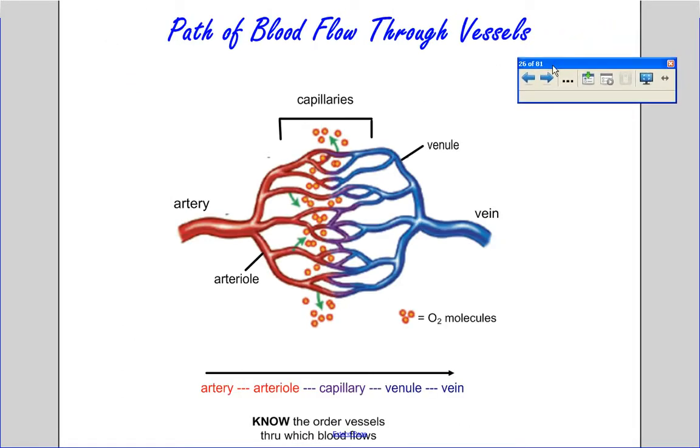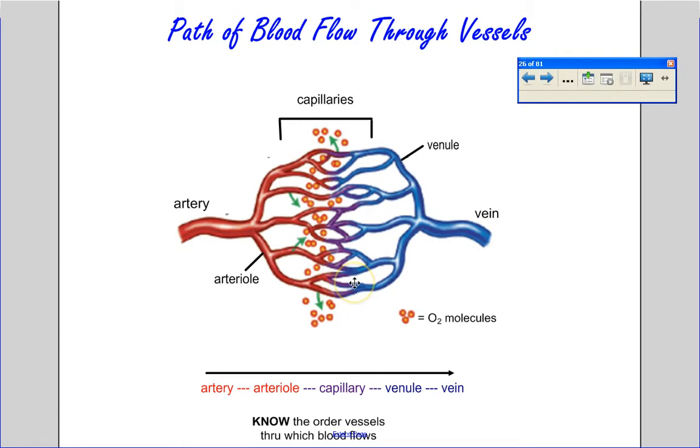This one is an important one for you to understand. So the idea of how our blood flows, this is just a general path showing the order of the vessels. We have a larger artery, and then the blood will pass into smaller vessels called arterioles, which are like smaller arteries. Then they get down to these purple vessels, which are the capillaries.